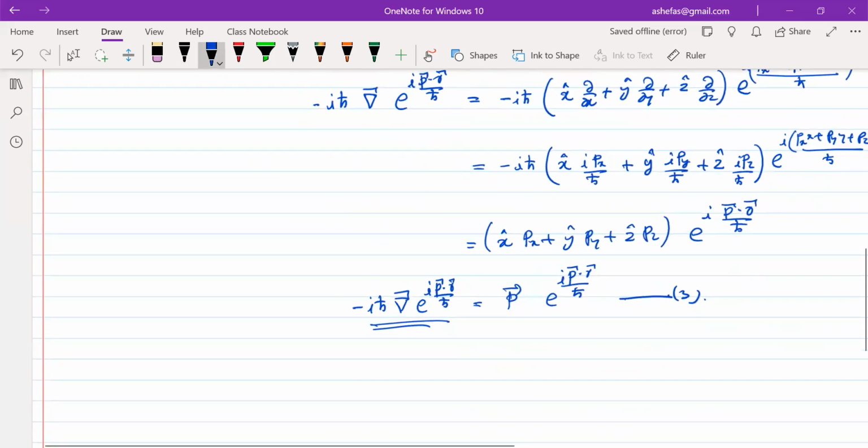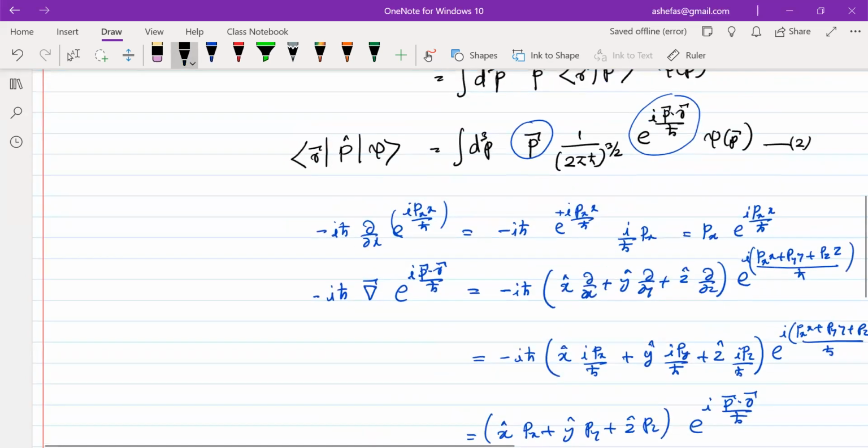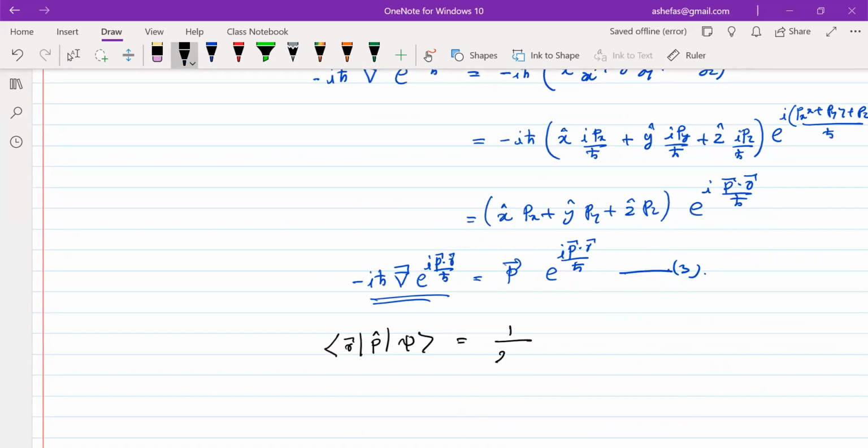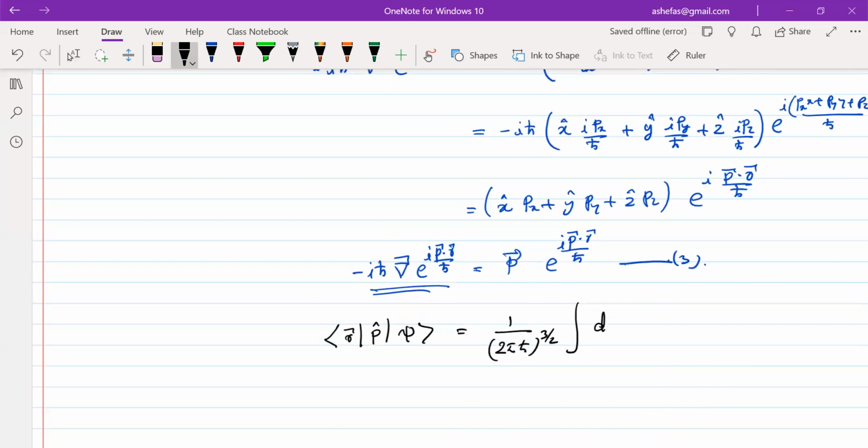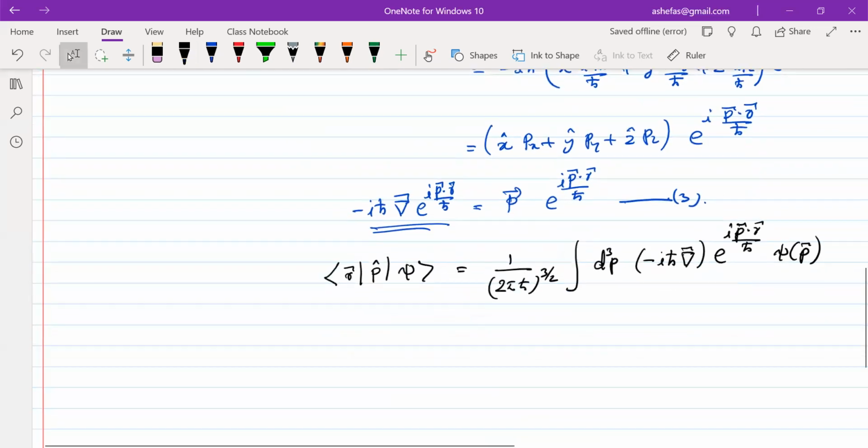So therefore, our inner product ⟨r|P|ψ⟩ can be written as (1 by 2πℏ) all raised to 3 by 2 taken outside, then integral d³p of minus iℏ del times e raised to i P dot r by ℏ times ψ of p. So what we have done is used equation number 3.